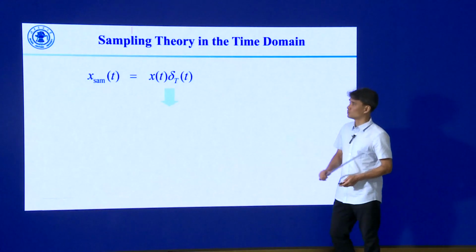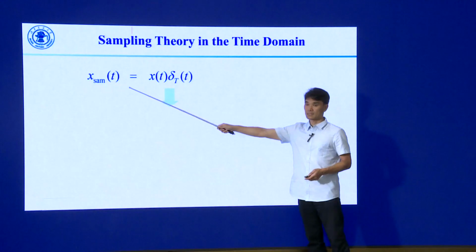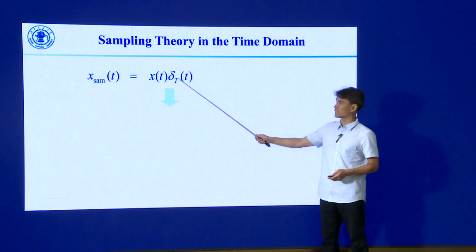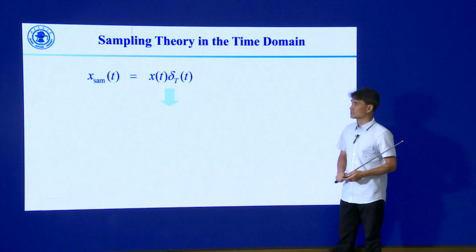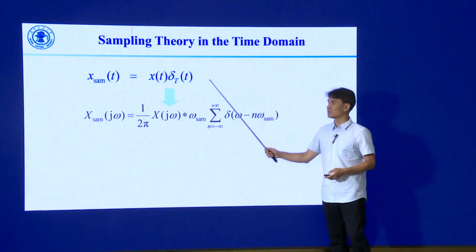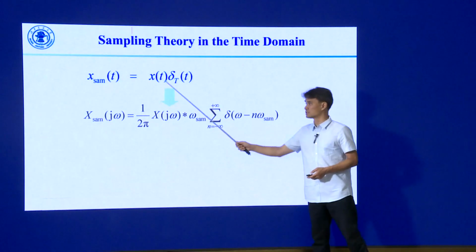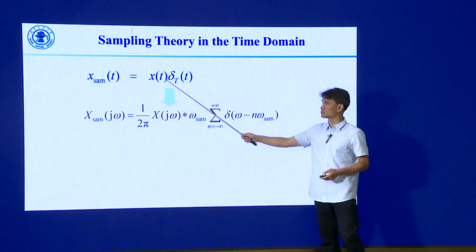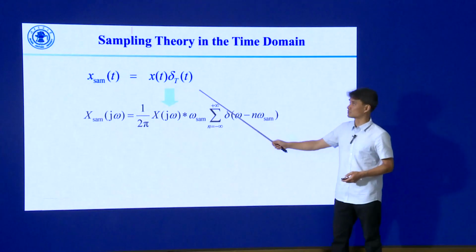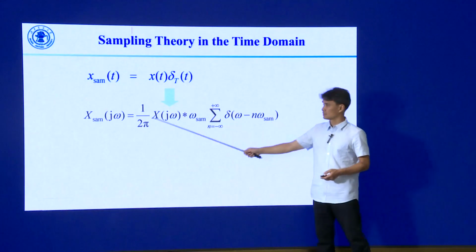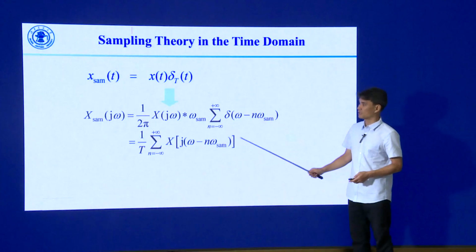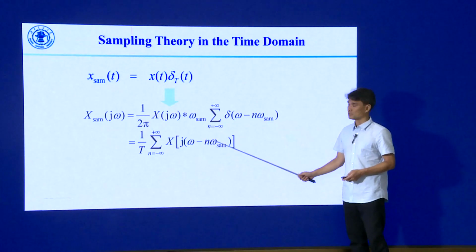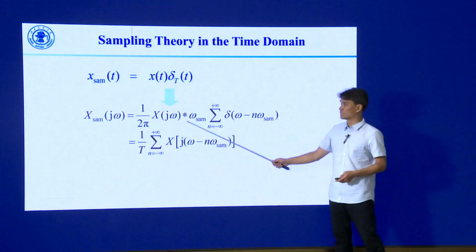Now, let's try to look at this signal. The sampled signal is defined as the multiplication of the original signal and the impulse train. Based on the convolution in the frequency domain, the spectrum of this signal is equal to the convolution of the spectrum of x of t and the spectrum of the impulse train, subject to this scaling factor. And we can simplify it into this equation. This actually is the periodization of the original signal's spectrum.